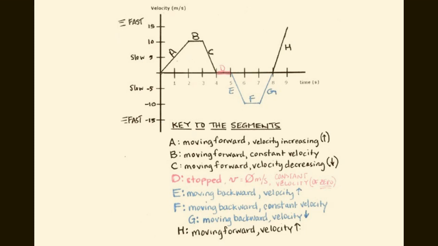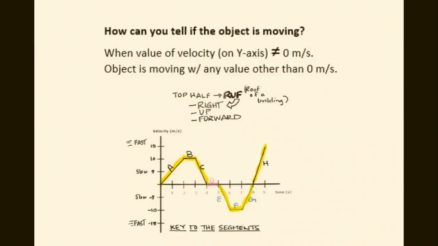Now I understand that was a lot of info at once, so let's go ahead and show you some easy ways to understand and read a velocity versus time graph. First, let's look at how you can tell if an object is moving in a velocity versus time graph. The object is moving as long as you don't have a flat horizontal line on the x-axis. So the object is moving with any value other than 0 meters per second.